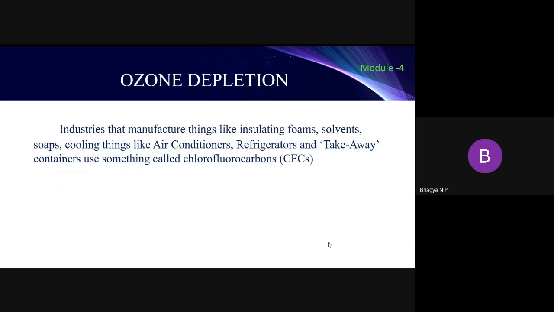How does this ozone layer undergo depletion? The next point: in what way does the ozone layer undergo depletion? The main reason for depletion of the ozone layer is the presence of chlorofluorocarbon. So where do we find this chlorofluorocarbon? It is found in air coolants, especially refrigerators and AC, and also it is present in some solvents, and nowadays it may also be used in some soaps and all.